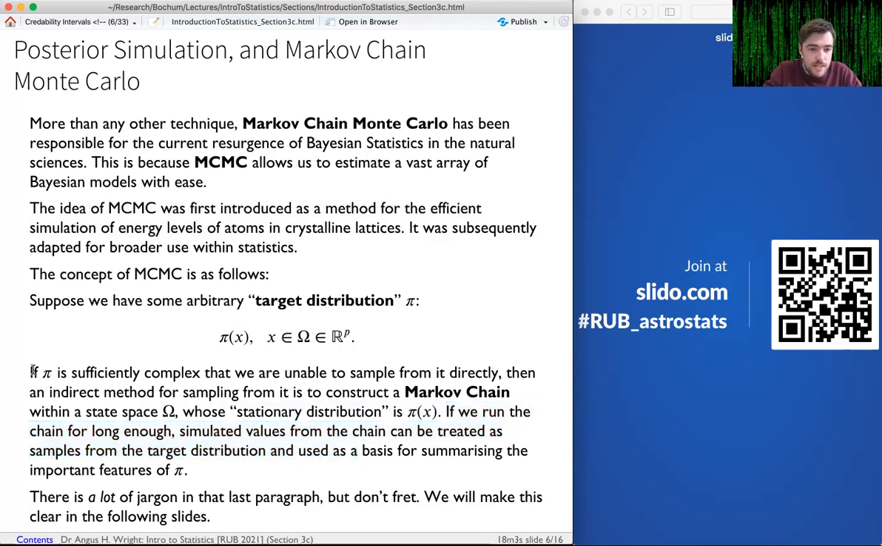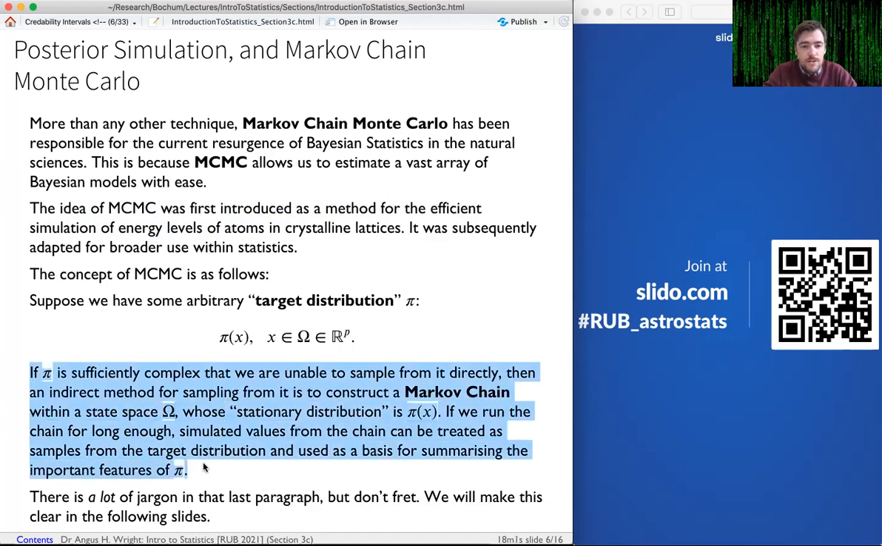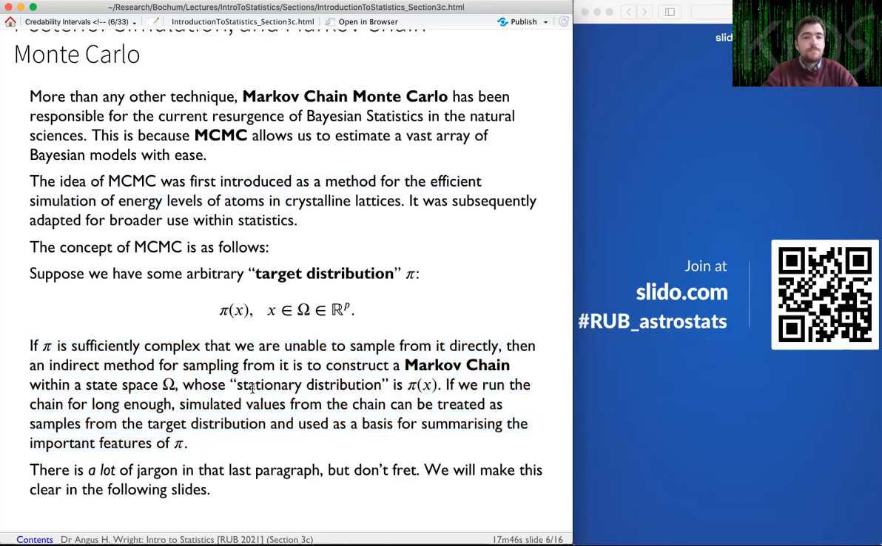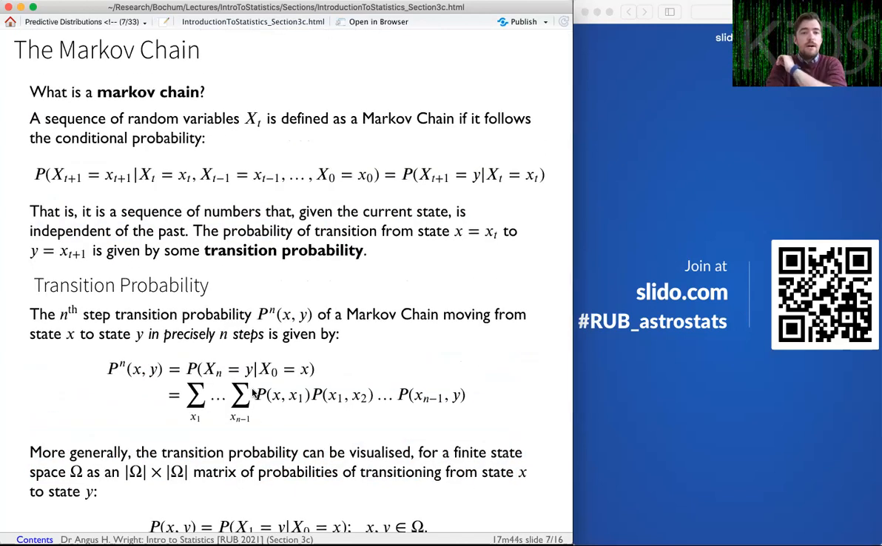I appreciate that paragraph is chock full of jargon. So don't worry if you didn't understand fully what I meant there. We're going to go through this step by step in the course of the next few slides. Okay. So what is a Markov chain?